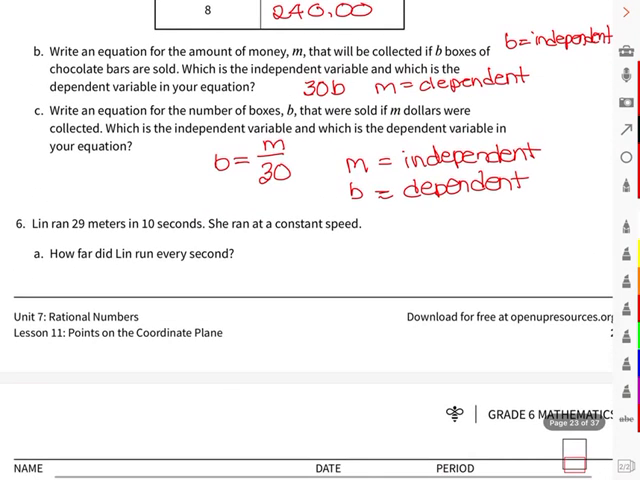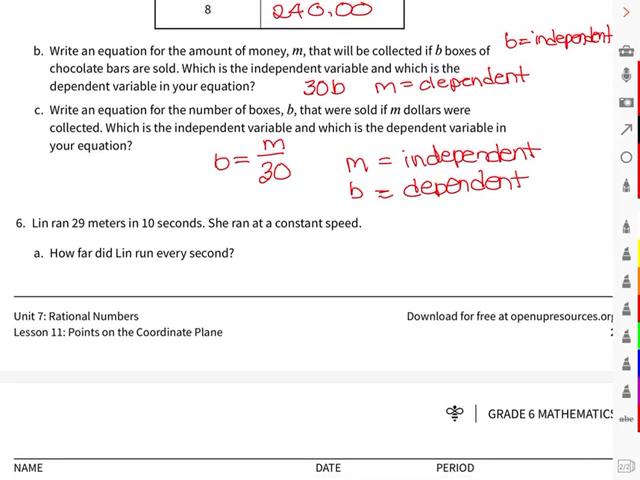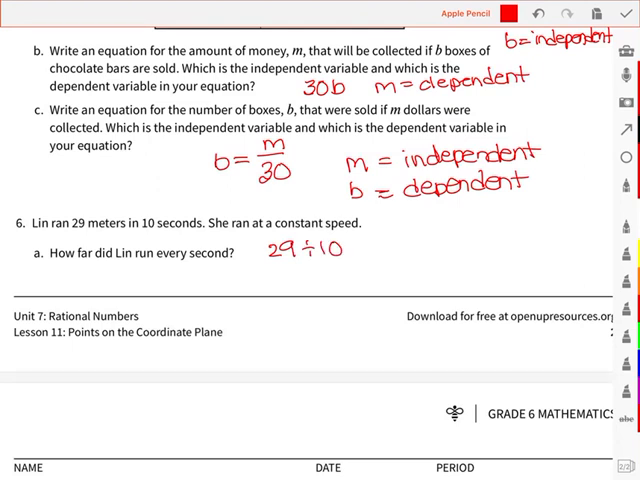Okay, and the last problem says Lynn ran 29 meters in 10 seconds. She ran at a constant speed. How far did Lynn run every second? Well, we're just dividing 29 divided by 10. So she ran 2.9 meters per second.